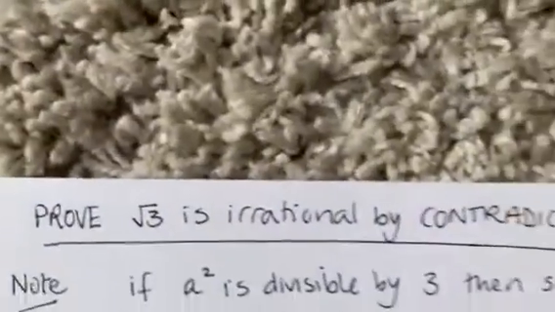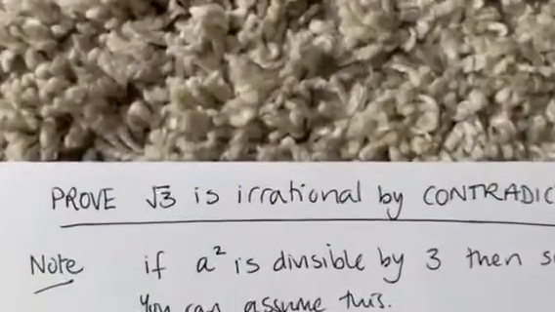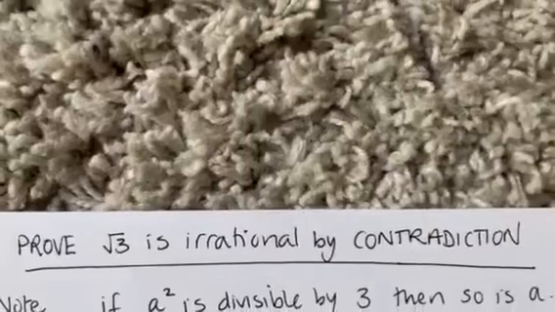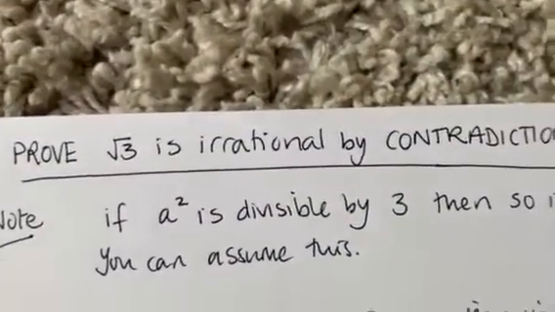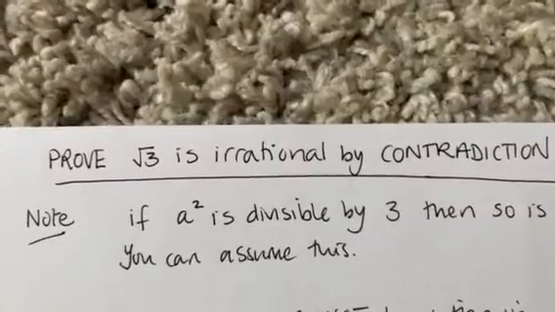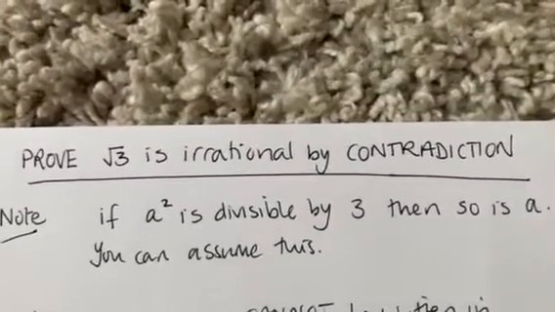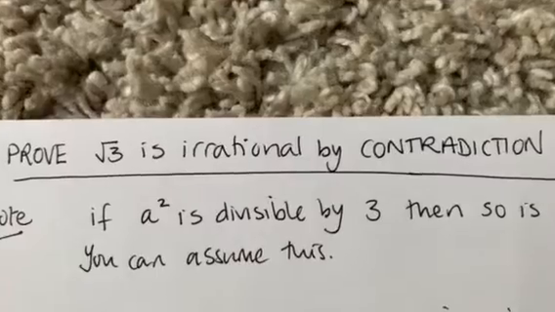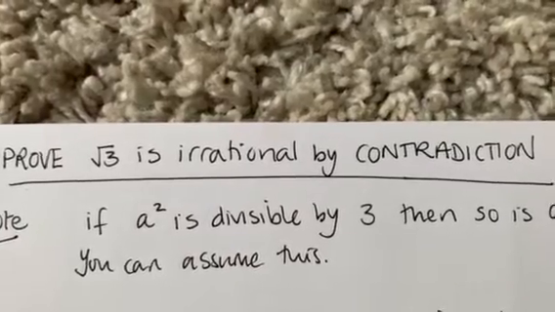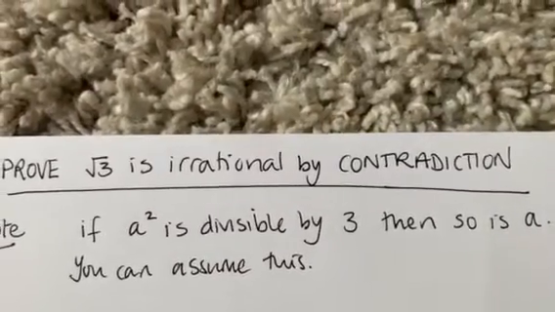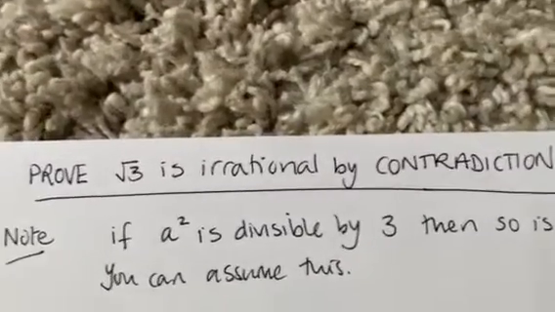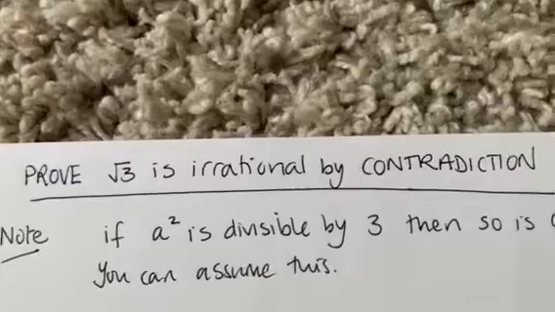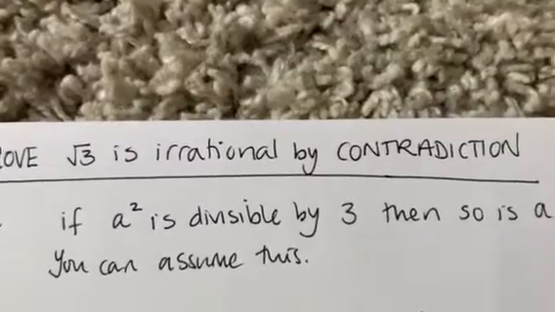Okay, so this was your main proof in year 13, proving that root 3 is irrational by contradiction. Now, in the example they give you in the textbook, they prove that root 2 is irrational by contradiction, and they tell you that if a squared is divisible by that number, then a is divisible by that number, and that you can assume it. But if they don't tell you that, you have to assume it.